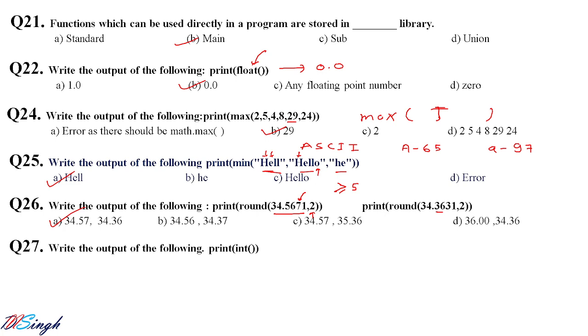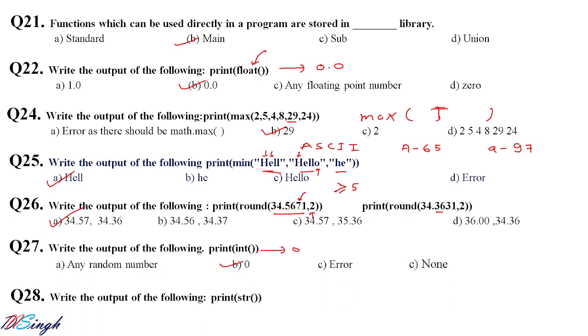Okay, next is write the output of the following. Int is going to generate 0. Okay, so here this int function is going to generate what? 0. Next, write the output of the following. String is not going to generate any output because it is a null string, and a null string is not getting printed, so you are not going to get any output for that particular code.